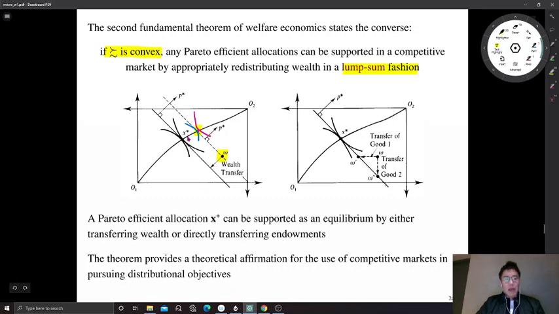So some fair allocation, some allocation in the middle of the box, as long as that is an efficient allocation, can also be achieved by the market. So at least in the market mechanism, the government does not have to do anything. The only thing the government has to do is transfer wealth from wealthy people to poor people to achieve equality for society. That is an implication of this welfare theorem.